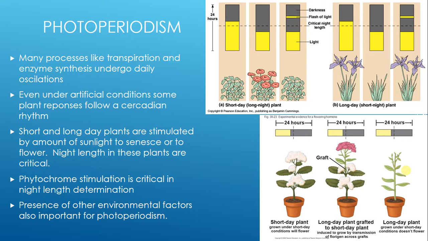And last but not least, there's photoperiodism, which is the response of plants to different periodic exposures to light. Many processes like transpiration and enzyme synthesis undergo daily oscillation. So even when plants are in growing chambers or exposed to artificial light, some plants maintain their circadian, or 24-hour, rhythm of stomatal opening and closing, even if light is shone on them all the time.